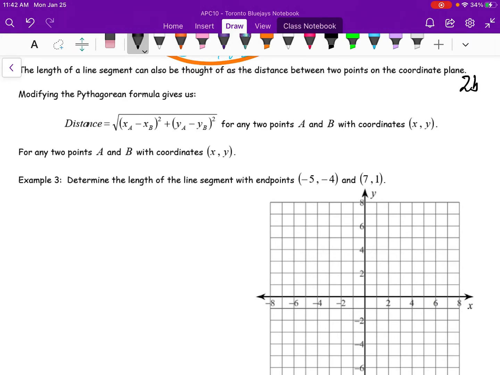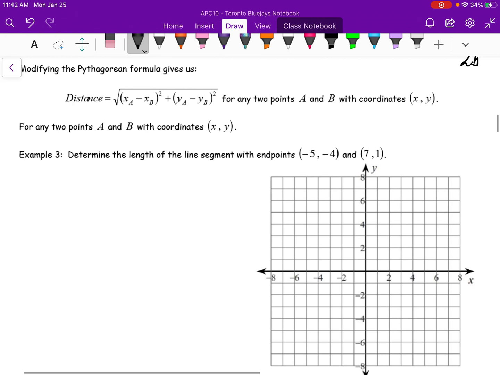The length of a line segment can also be thought of as the distance between 2 points on the coordinate plane. So you can look at it as the length of the hypotenuse, or we could look at it as the way the crow flies, the distance. Modifying the Pythagorean theorem gives us distance is equal to (xa minus xb) squared plus (ya minus yb) squared, and all of that is taken the square root.